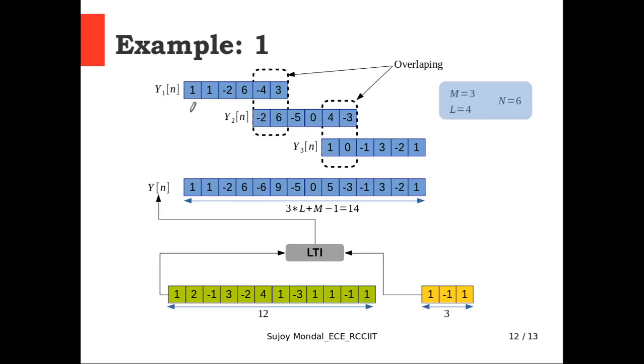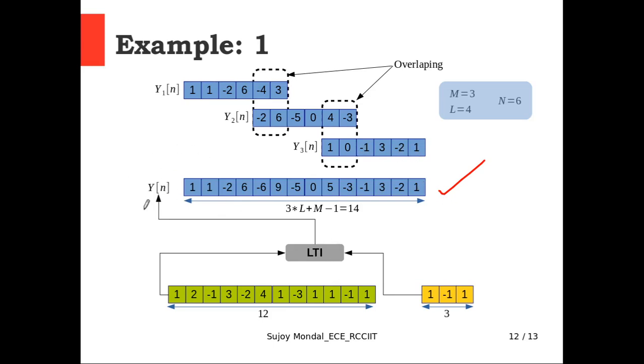The combiner block will find the overlap sections and add them to declare the final output. What is this? 1, 1, minus 2, 4. These 4 samples have no overlapping, so they are taken as they are. Another 2, minus 4 and 3 are overlapped with minus 2 and 6, so they get added. So this is minus 6, this is 9, minus 5 and 0; there is no overlapping, so these are taken as they are. And 4 and 3 minus 3 overlap with 1 and 0, so this is 5, this is minus 3, and these are as they are: minus 1, 3, minus 2, 1. So this is the final output.